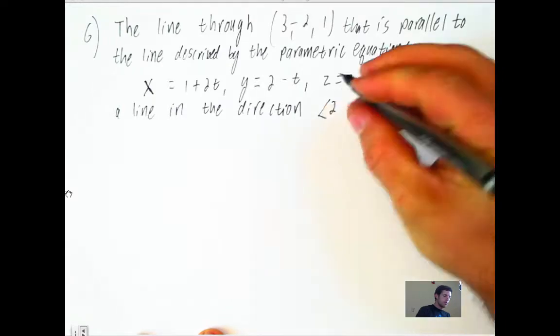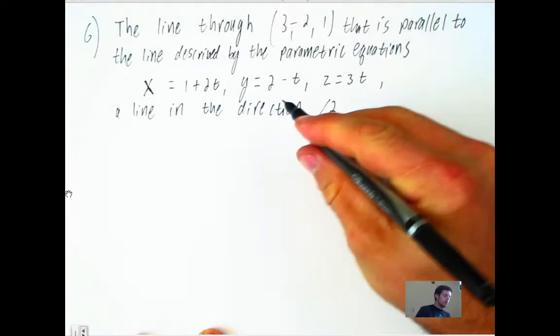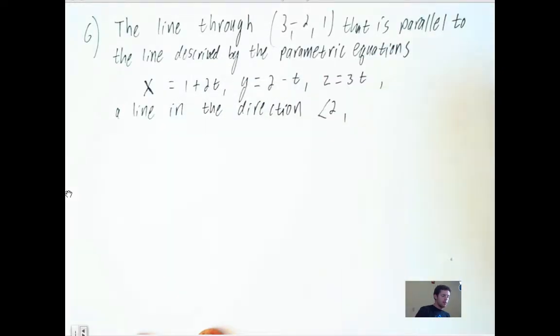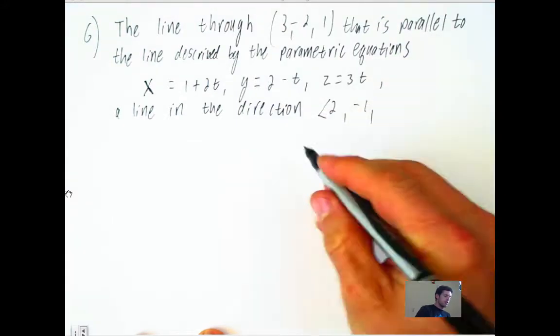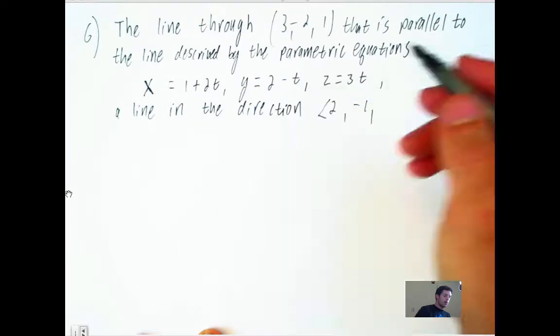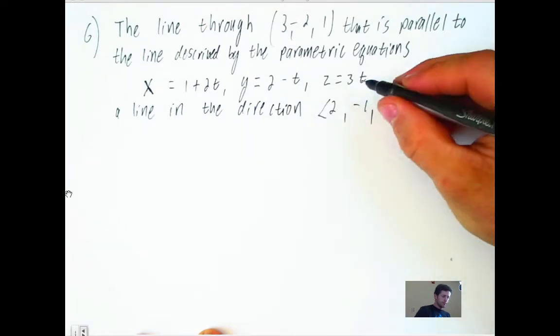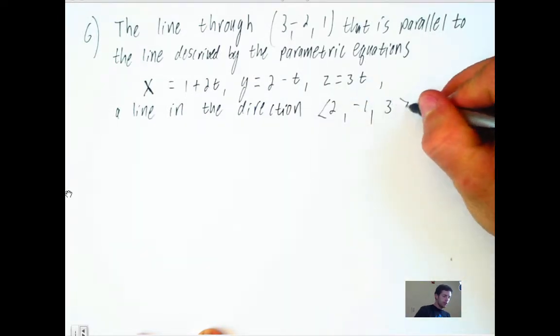2 is the coefficient of t in this function describing x. Negative 1 is the coefficient of t in this equation describing y. And 3 is the coefficient of t over here.